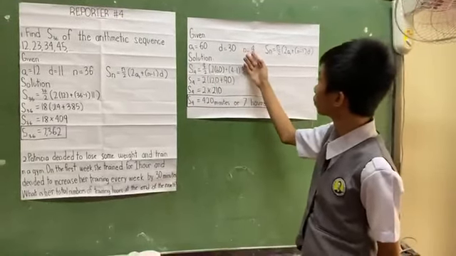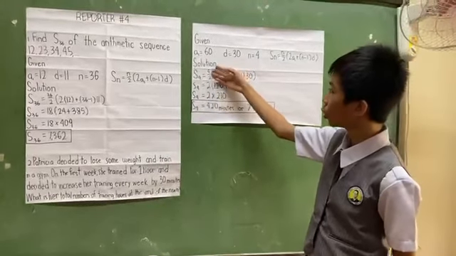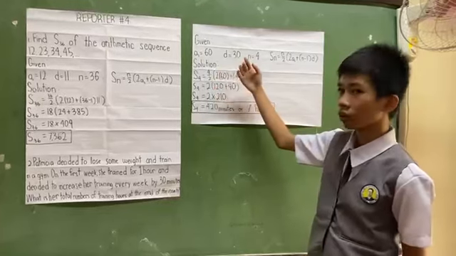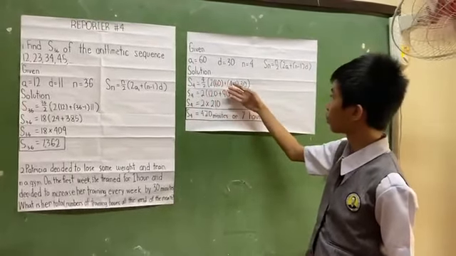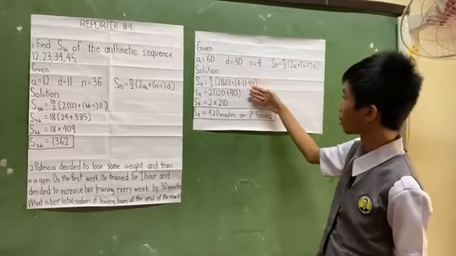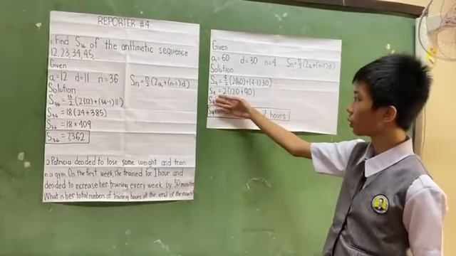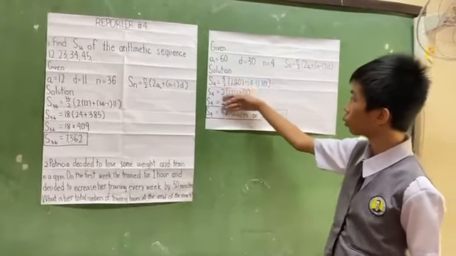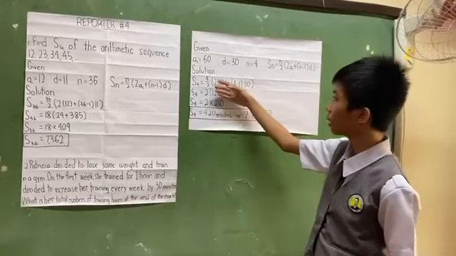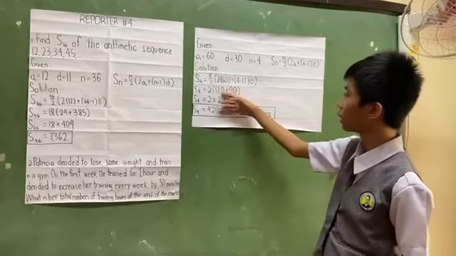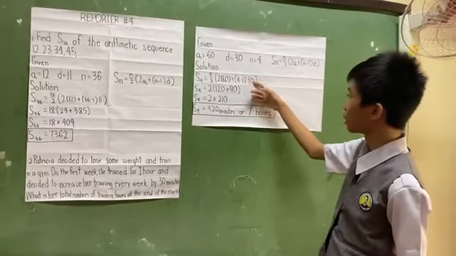The solution is, now let's substitute the given. So S sub 4 is equal to 4 divided by 2 times 2 times 60 plus 4 minus 1 times 30. So S4 is equal to 2, because 4 divided by 2 is 2. Then 60 times 2 is 120. Then 4 minus 1 is 3 times 30 is 90.